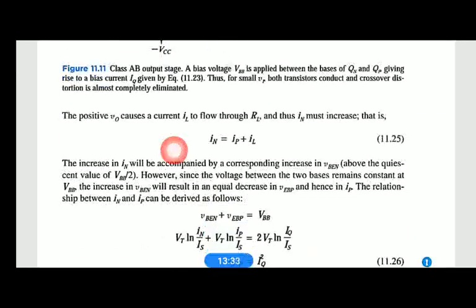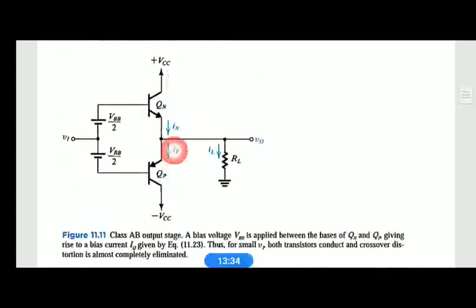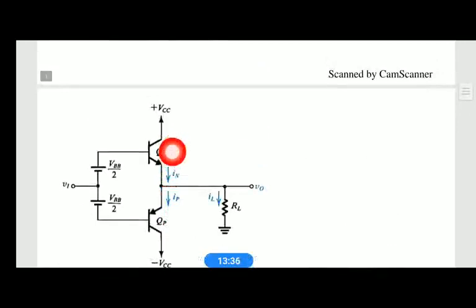So one more thing you clearly see here in the circuit: the voltage drop from this point to this point. If you do not consider Vi here, say Vi is 0, then from here to here you can see the voltage, which is the sum of VBB by 2 plus VBB by 2, which is equal to VBB. From here to here the voltage is VBB, right?